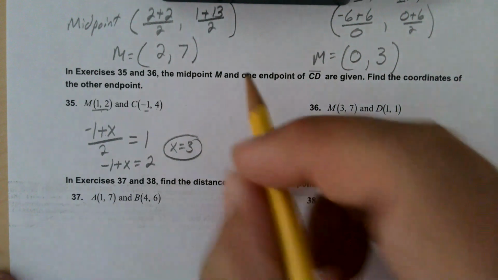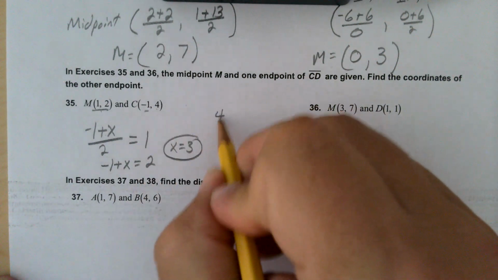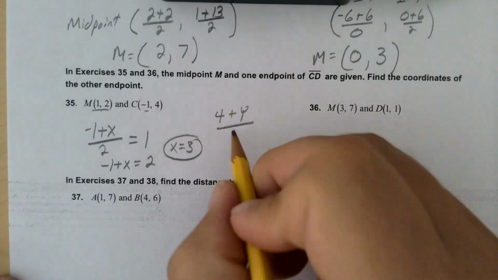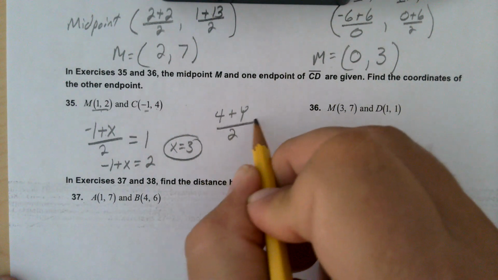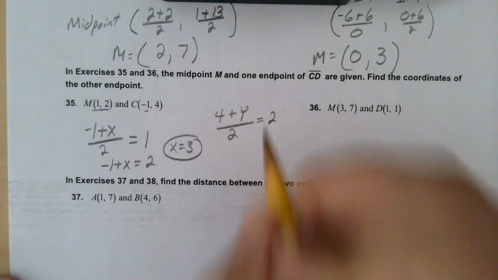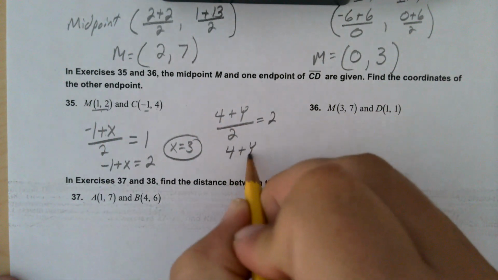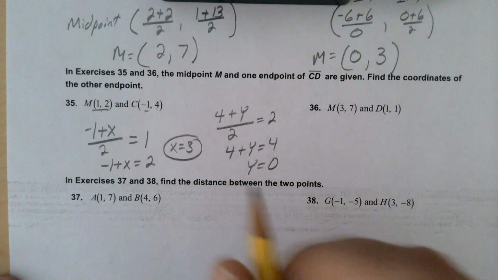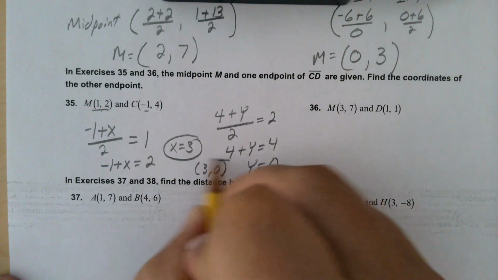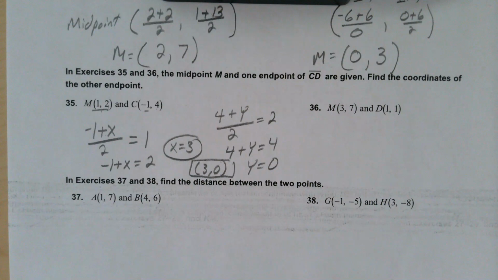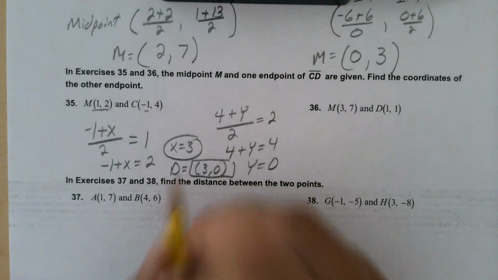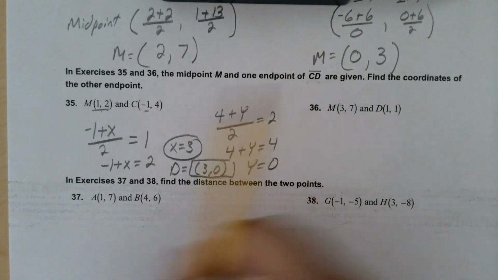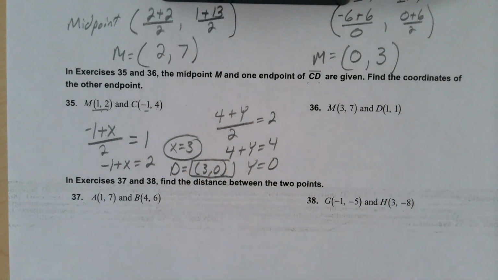I do the same thing for the y's. I tell you a y value. I don't tell you the other y value, but I do tell you that if you average these out, it's going to be equal to 2 in this case. So 4 plus y equals 4 in this case. 2 times 2 is 4. Y is going to be 0. So 3, 0 would be the value of that other point, which would be D. So point D. So CD, I tell you the C, and the missing point would be 3, 0. Same thing here.